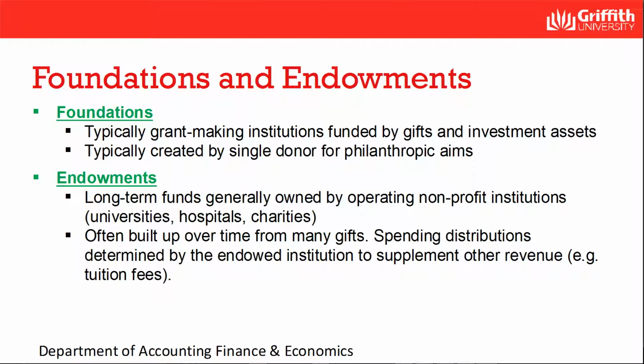And endowments are long-term funds generally owned by operating non-profit institutions like universities, hospitals, and charities. They're often built up over time from many gifts. Spending distributions are determined by the endowed institution to supplement other revenue, for example, tuition fees if it's a university or teaching related.